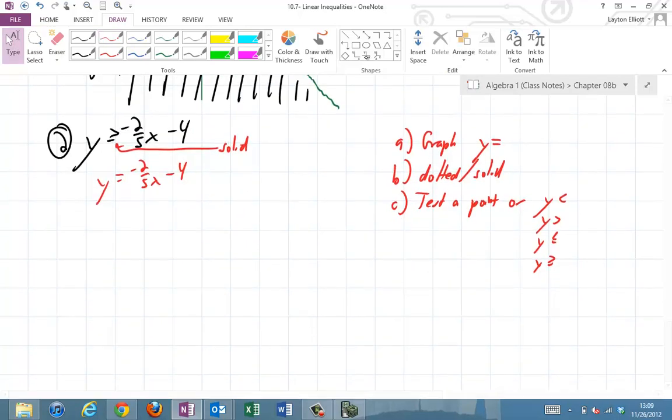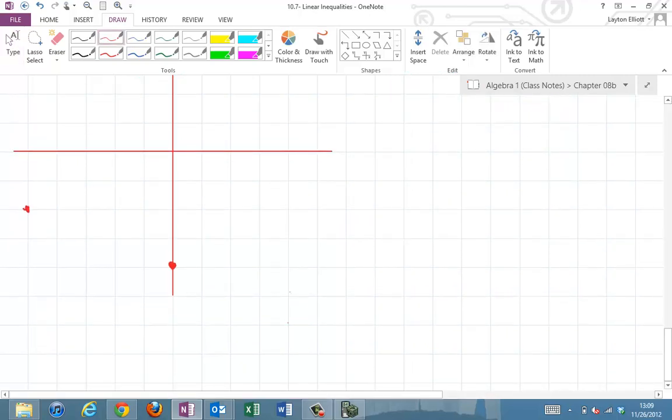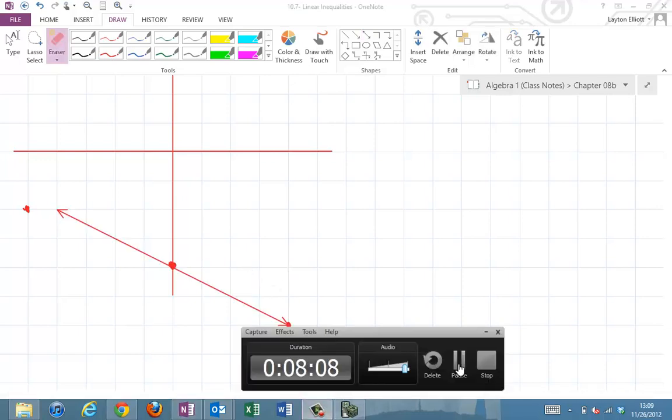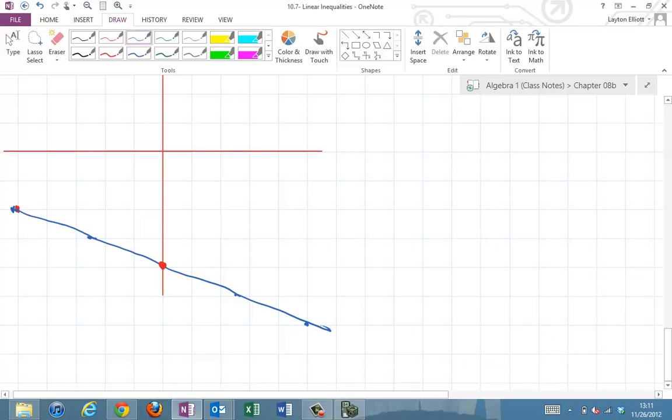So if we start this process, I know how to graph y equals -2/5 x minus 4. -4 is the y-intercept here. -2 is up 2 to the left 5, or down 2 and right 5. Connect. And then we have to figure out where to shade it. Drawing's having issues because it's so close to the edge of the paper, but you get the idea.